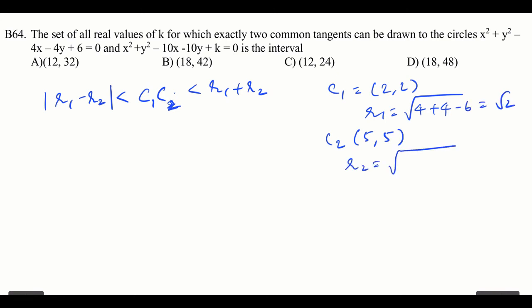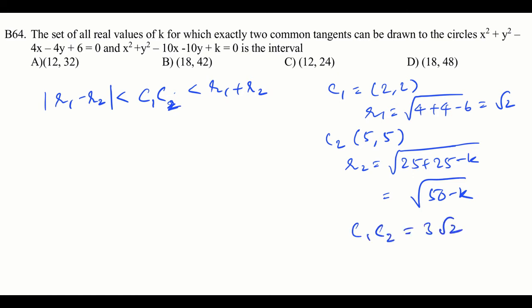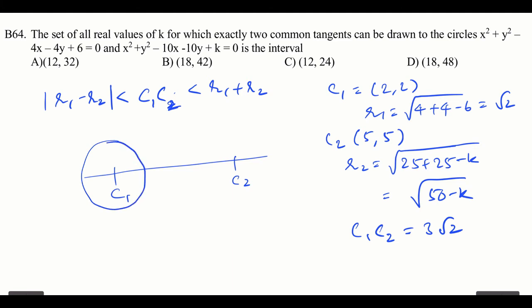R2 is equal to root of g square plus f square minus c. So I am getting it as root 50 minus k. And observe that C1C2 is equal to 3 root 2. Now observe that I have C1C2. You see, this one is a circle having center at (2, 2) and radius root 2 units. The distance between C1 and C2 is 3 root 2 units.